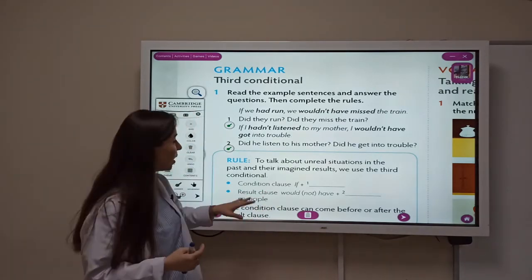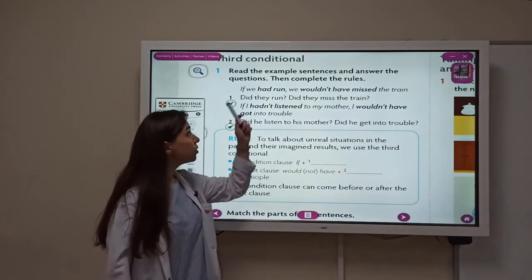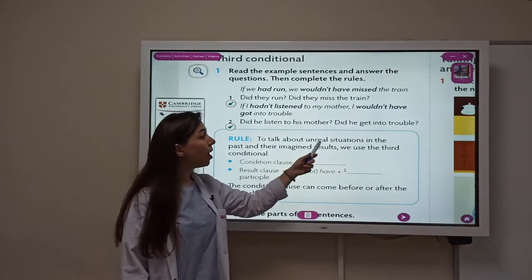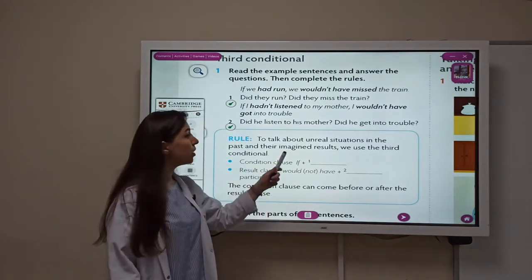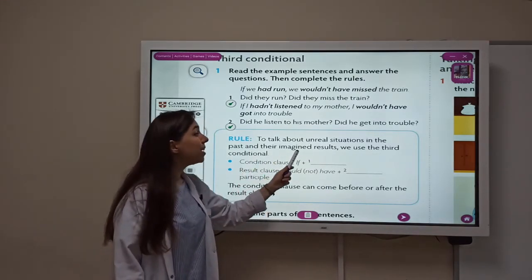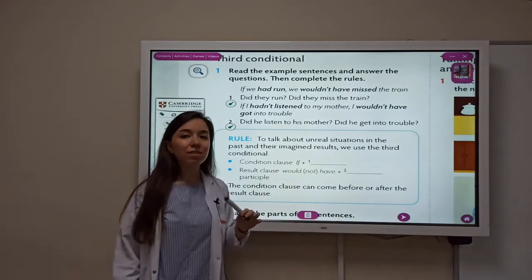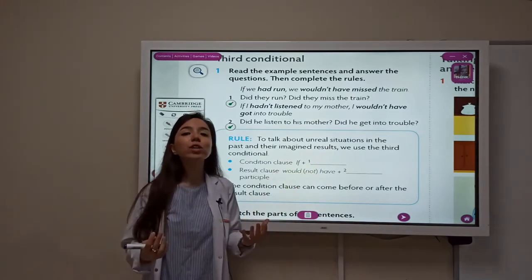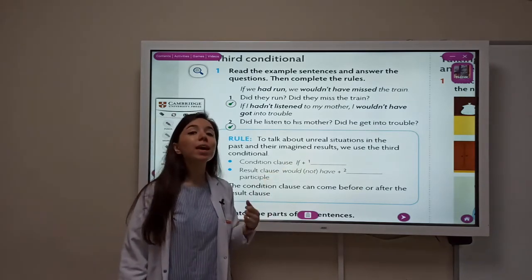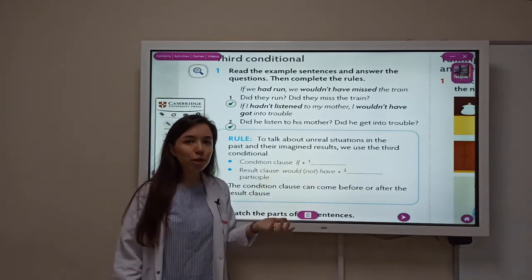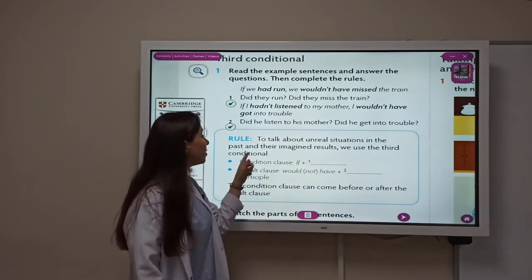Look at the rule part here. We use the third conditional to talk about unreal situations in the past and their imagined result, because when the situation is unreal in the past, of course the result is going to be imaginary, it's not going to be normal or certain. We use the third conditional.